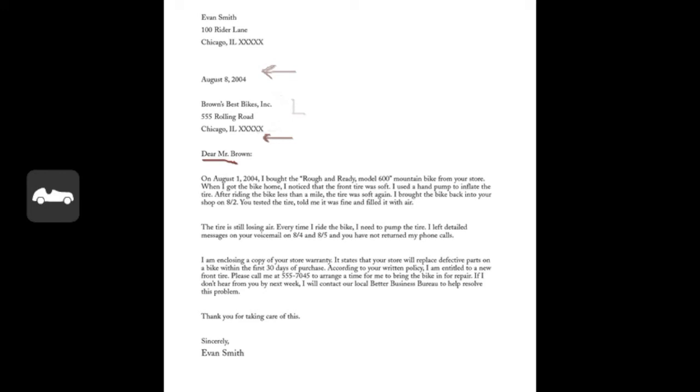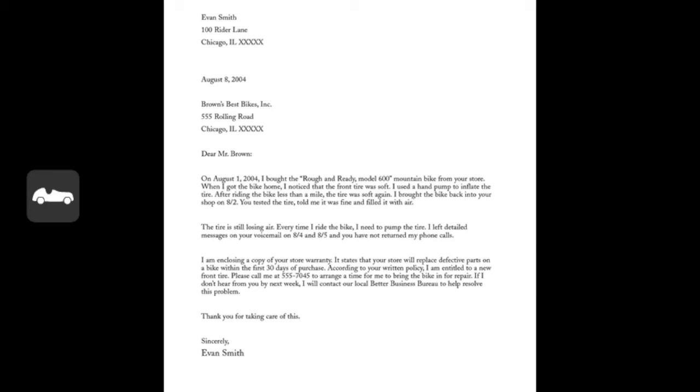When I got the bike home, I noticed that the front tire was soft. I used a hand pump to inflate the tire. After riding the bike less than a mile, the tire was soft again. I brought the bike back to your shop on 8/2. You tested the tire and told me it was fine and filled it with air. The tire is still losing air. Every time I ride the bike, I need to pump the tire. I left detailed messages on your voicemail on 8/4 and 8/5, and you have not returned my phone calls.